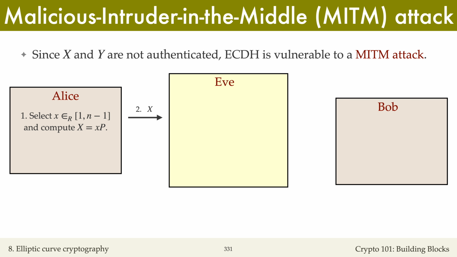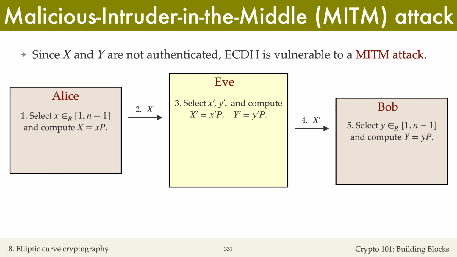Alice sends her point X to Bob. Eve intercepts this point and replaces it with the point X primed of her choice and sends X primed to Bob. Here, little x primed is a secret that Eve selected. Bob assumes that X primed was sent by Alice. He then sends Y to Alice. Eve intercepts Y, replaces Y by Y primed, and sends Y primed to Alice.